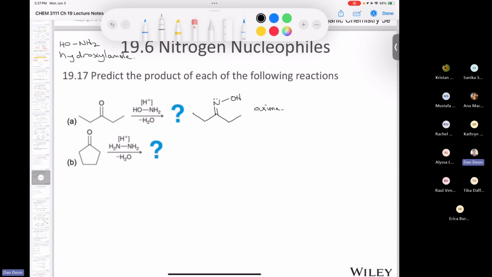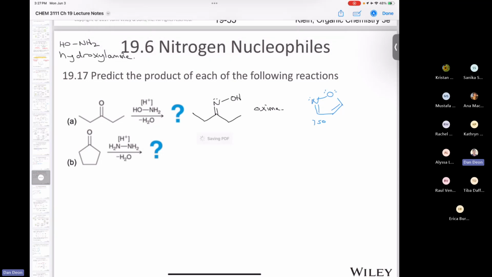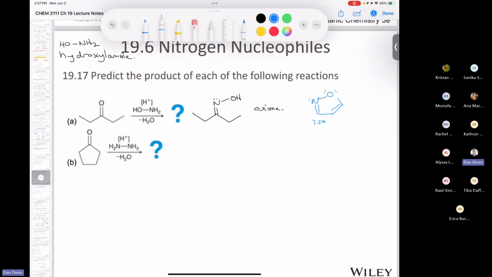And the reason that you learn what an oxime is, is because oximes can be used to make heterocycles, like this one here. I don't know if this one showed up in our chapter on aromatic compounds, but you can see that this is an aromatic compound. And this is called isoxazole. So that's one of the reasons you could use an oxime: to make an isoxazole.